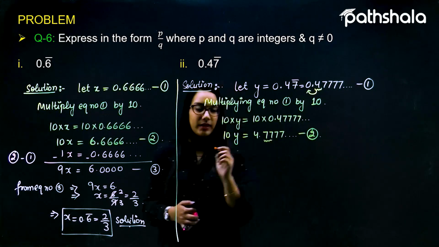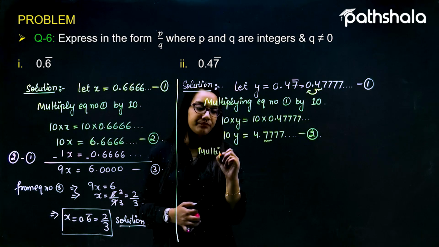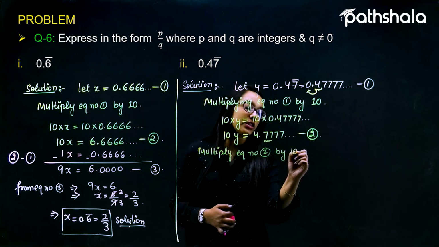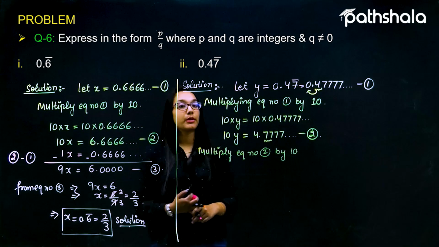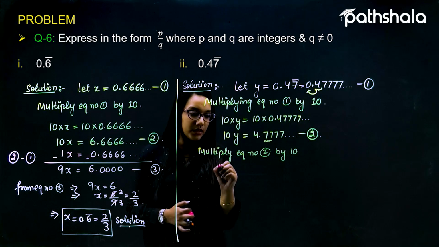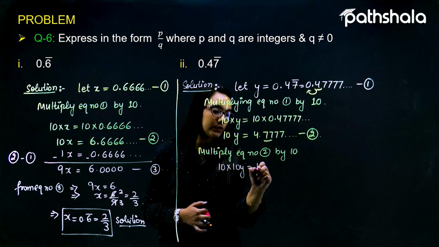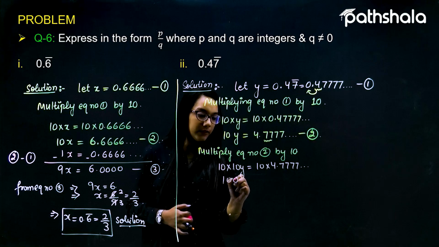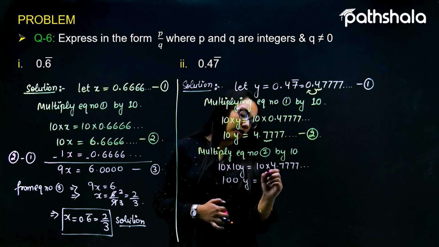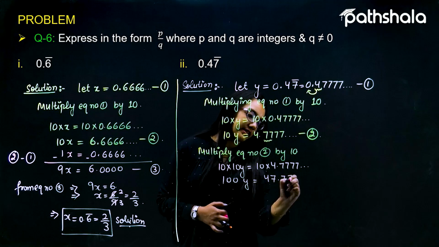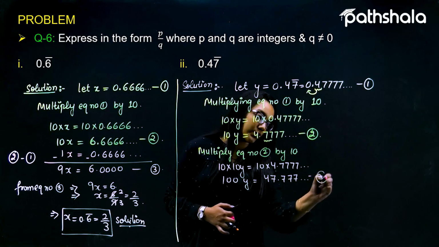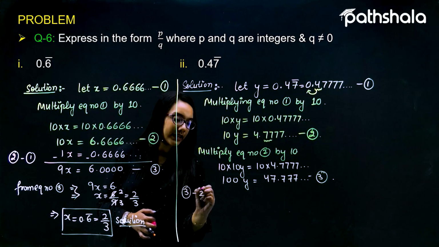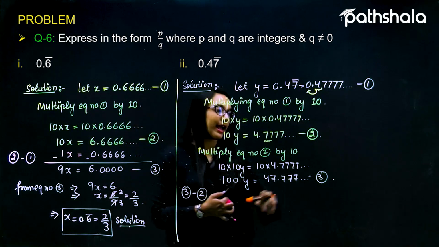The next step is to multiply equation number 2 by 10, because the only digit repeating after the decimal point is 7. So it will be 10 into 10y, which is equal to 10 into 4.7777 and so on. That is 100y, which is equal to 47.777 and so on. Let us call this equation number 3. Now we subtract the second equation from the third equation, 3 minus 2.